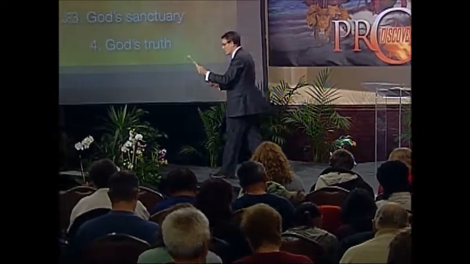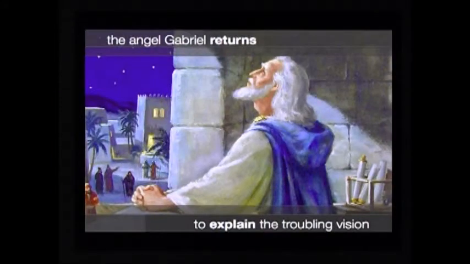We all there? In Daniel 9, I'm reading from the study guide. In Daniel 9, we find Daniel seeking to understand the troubling vision of Daniel chapter 8. He seeks the Lord in prayer and supplication. Verses 4 to 19 record one of the most powerful and beautiful prayers in all of the Bible. In the middle of this prayer, the angel Gabriel comes to answer Daniel's prayer. The answer is found in the form of the angel explaining the meaning of the troubling vision of Daniel chapter 8.